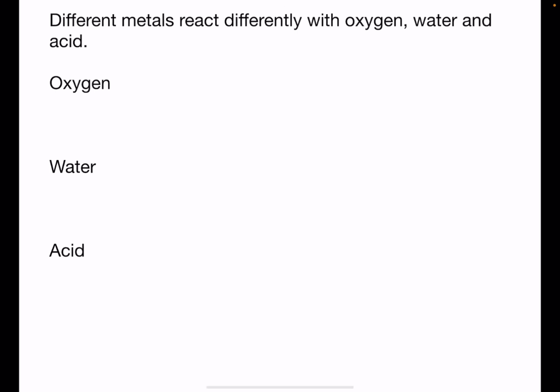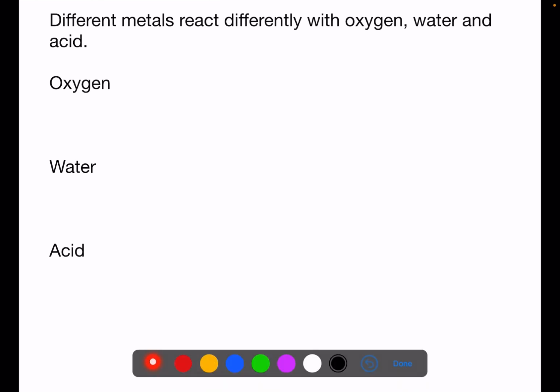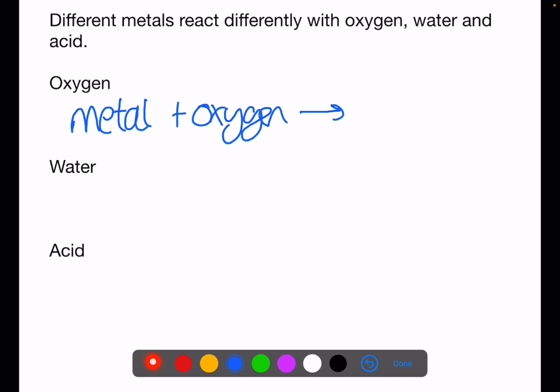Today we're going to have a look at metal reactions. Different metals react differently with oxygen, water and acid. When they do this, they produce different products. If you react a metal with oxygen, this is the basic word equation. Metal plus oxygen to give metal oxide.